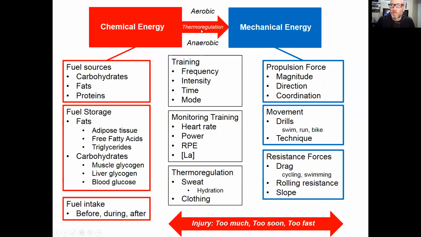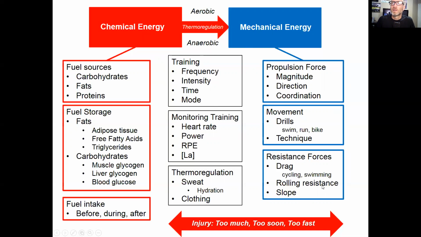Now, I've got thermoregulation here because this transformation of energy from one form to another is not 100%. That is, if we have 100 units of chemical energy over here, we probably only get about 30 units of mechanical energy. Where's the rest of the energy go? Well, it usually goes off in heat. So that's why I've got thermoregulation here. So our body builds up heat during exercise. We know that because that's why we sweat. That's why we get hot while we exercise.